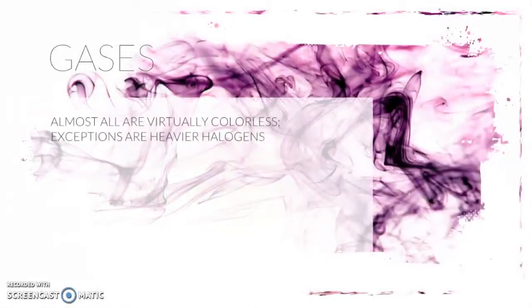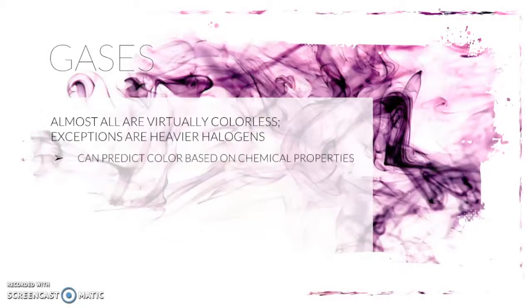We will now discuss inorganic compounds. Let's start with gases. As I'm sure most of you are well aware, almost all gases are virtually colorless. However, the heavier halogens have more prominently colored vapors as you go down the group. This is in part because you can predict the color of a gas based on its chemical properties, namely how polarizable its electron cloud is.